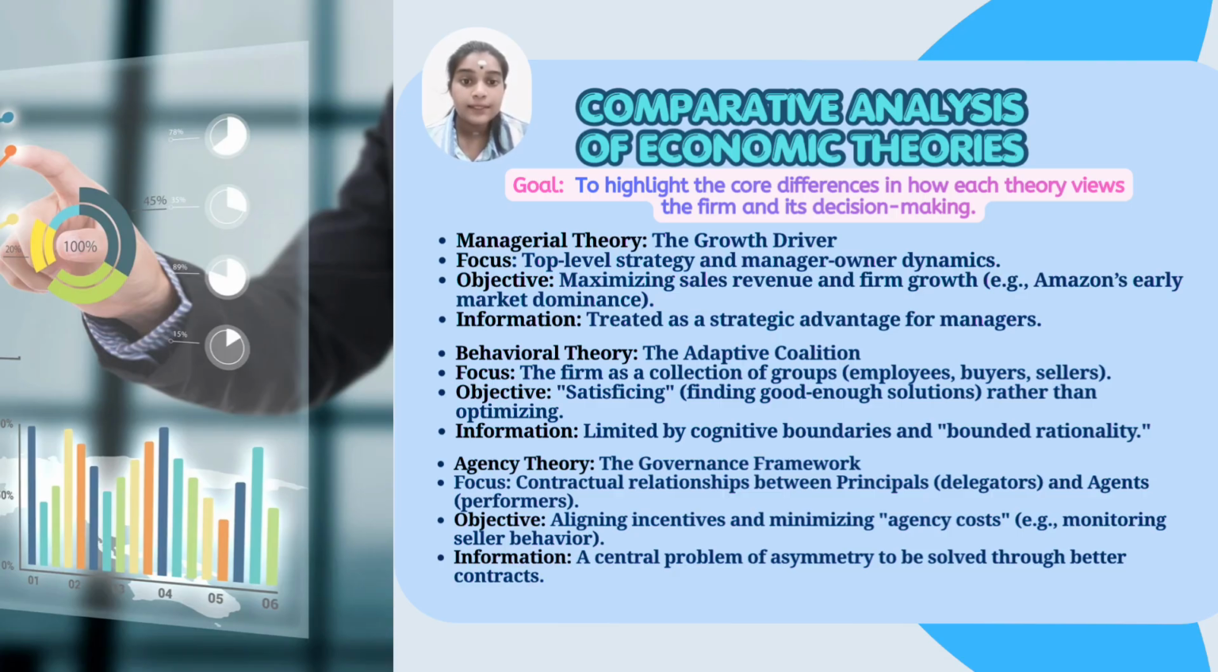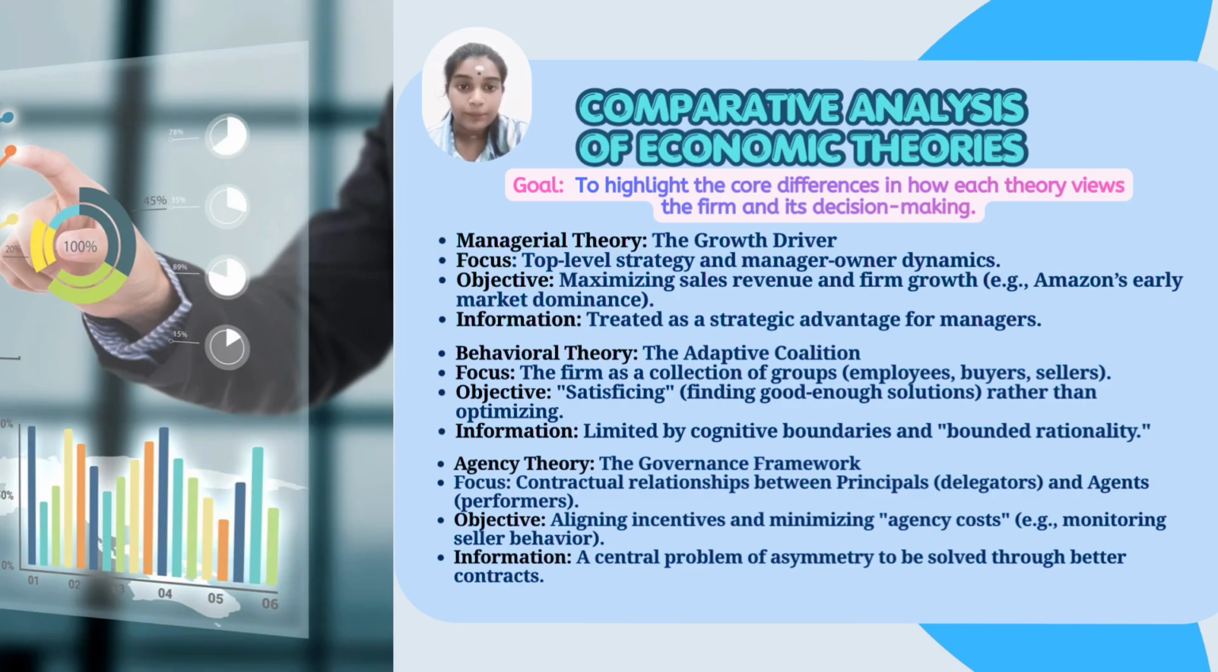Today I am going to explain about comparative analysis of economic theories. Now I will discuss the three economic lenses we use to analyze how a firm makes decisions. First one is managerial theory. Here, the manager is the growth driver. The objective is to maximize sales and expand the firm, similar to how Amazon prioritized market dominance early on.